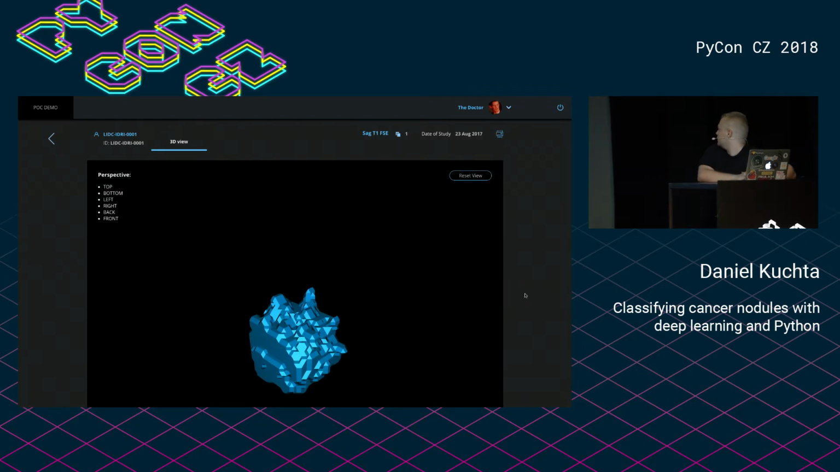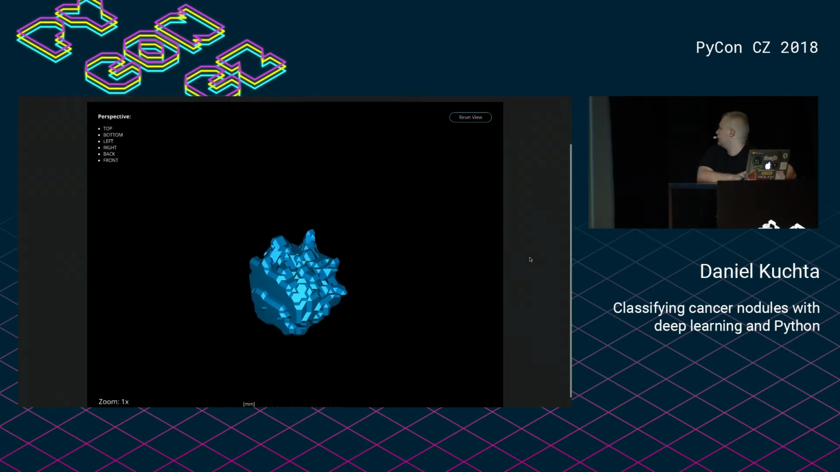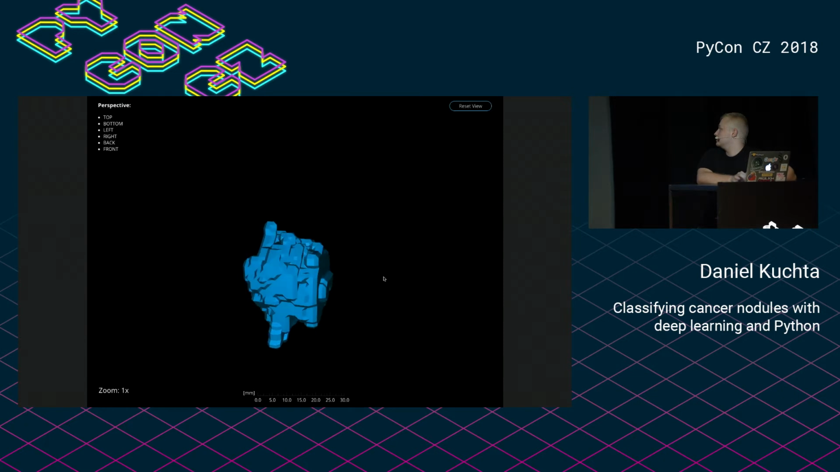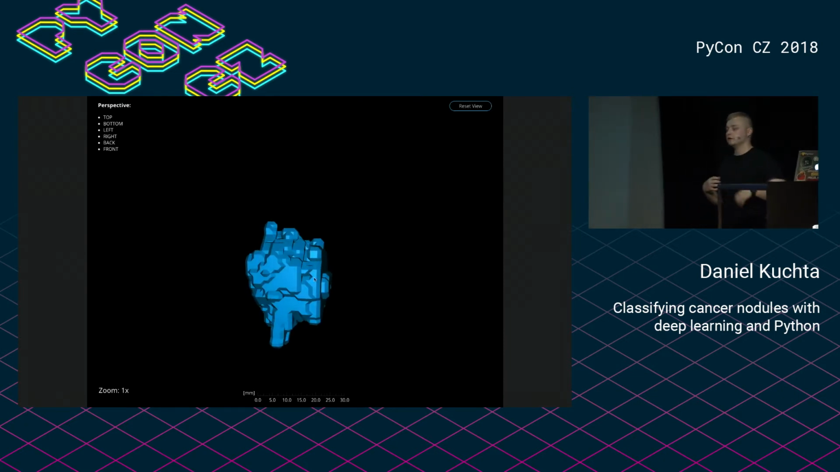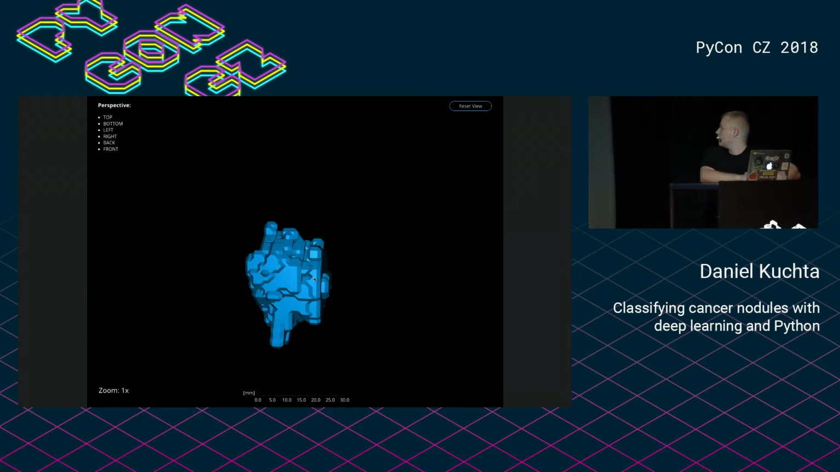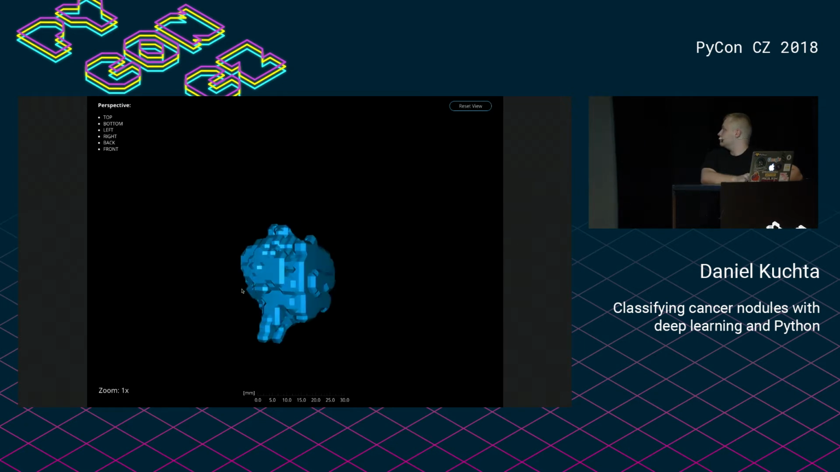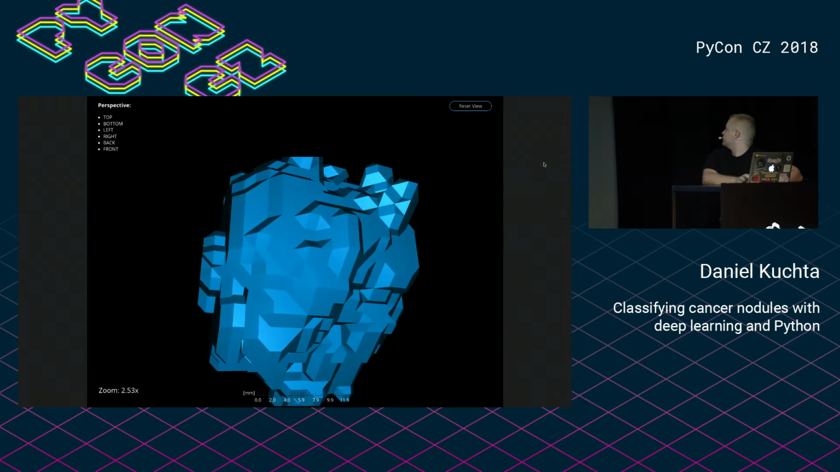And this is actually a 3D viewer of nodules, and this is what an extracted and resized nodule looks like. So the radiologists can actually inspect it and measure it from different sides, and yeah, I think that's pretty much it.